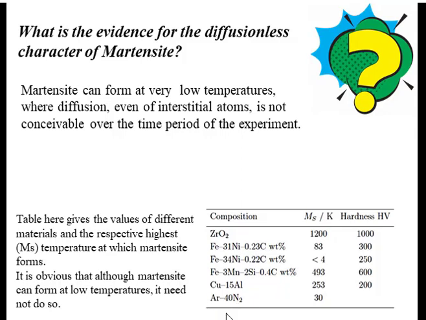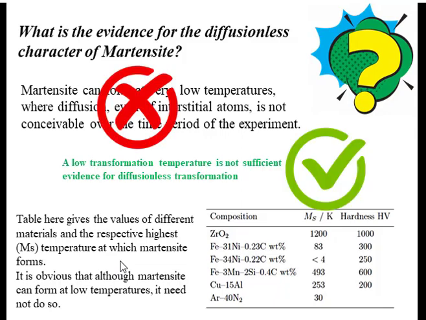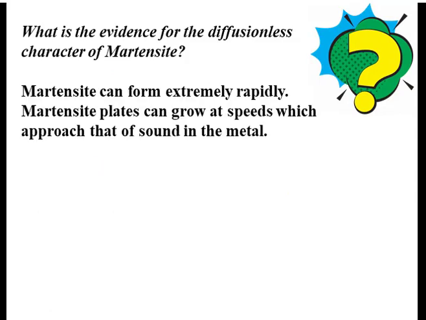So we were talking about what is the reason for the diffusionless character of martensite. Well, a low temperature transformation is not sufficient evidence for a diffusionless transformation. So what can be another reason? Can you think about it? Martensite can form extremely rapidly. Martensite plates can grow at speeds which approach that of sound in the metal. The speed of sound in metal is around 1100 meters per second. Compare it with the fastest solidification rate, solidification meaning diffusional character, which is highest in nickel, around 80 meters per second.